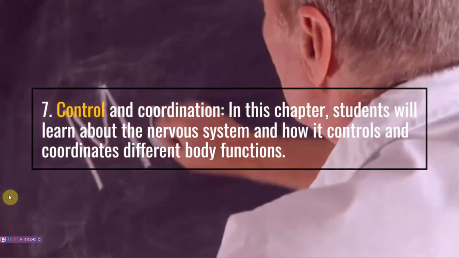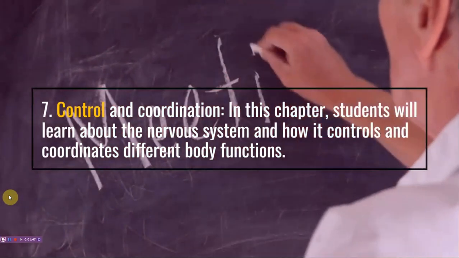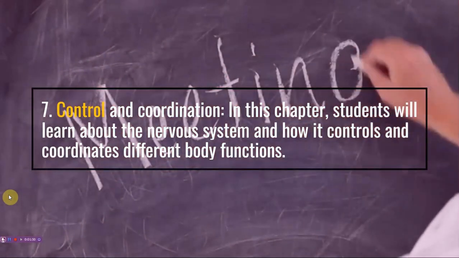7. Control and coordination. In this chapter, students will learn about the nervous system and how it controls and coordinates different body functions.